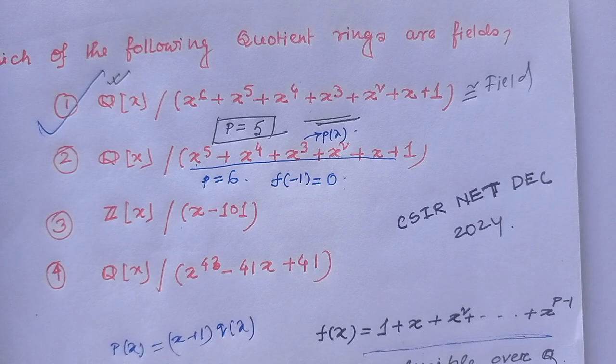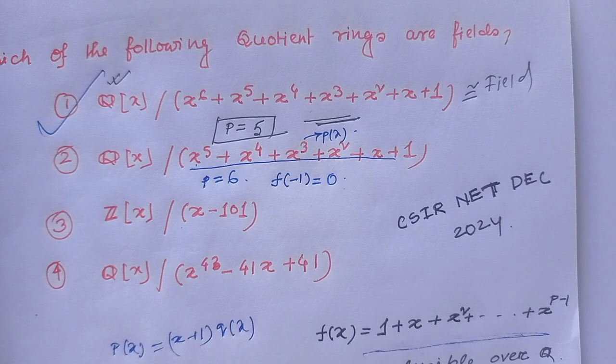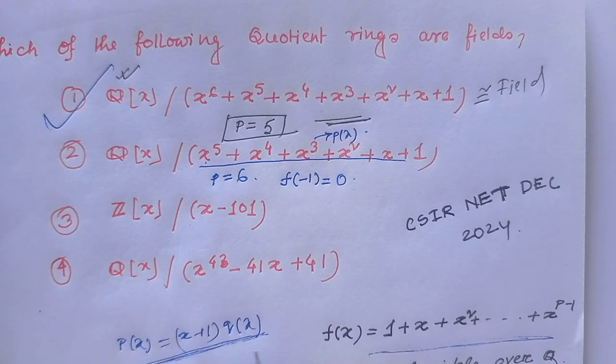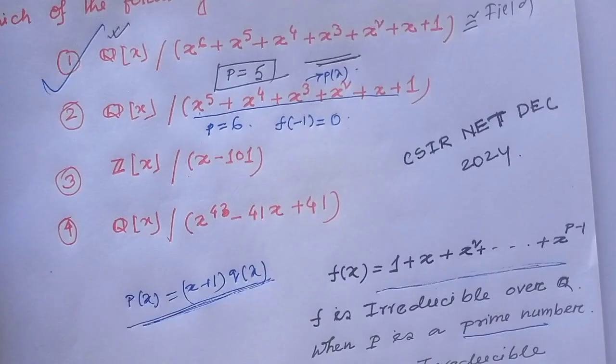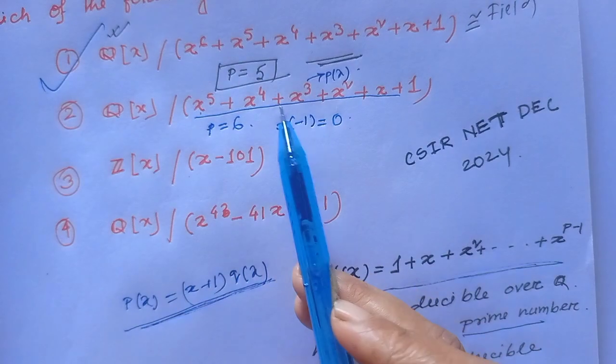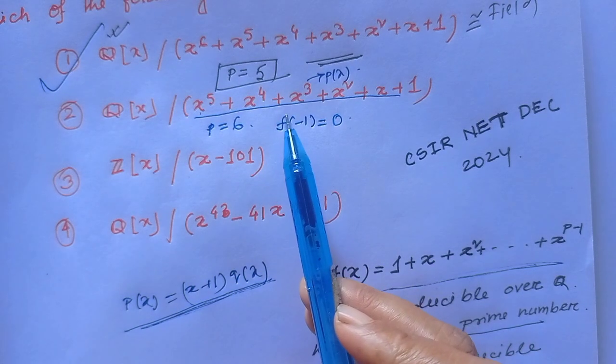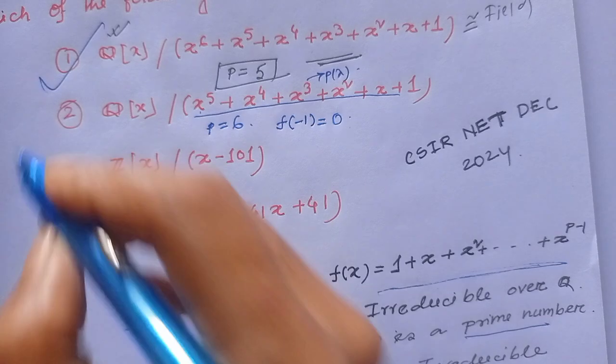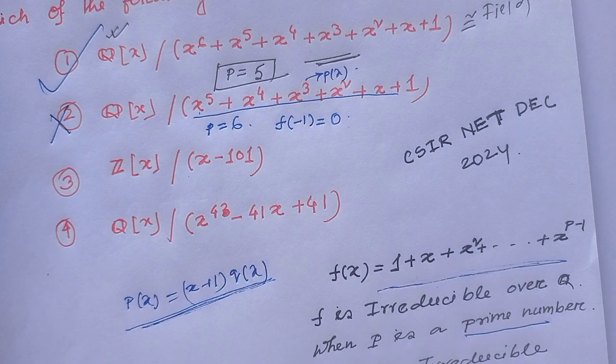Obviously the degree of q(x) is less than or equal to 4. Since this looks like a reducible polynomial, Q[x] modulo (x plus 1) times q(x) is not isomorphic to a field. So obviously option 2 is not the correct option.